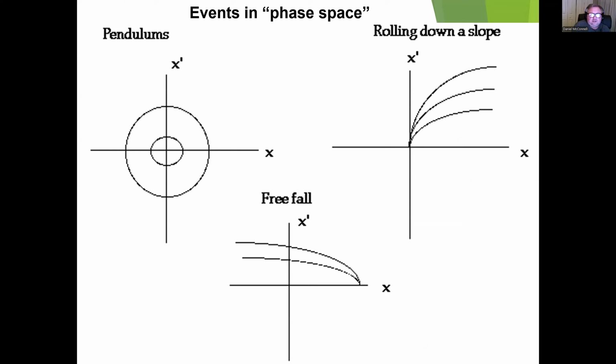X dot, the dot is sometimes used to indicate taking the first derivative, and the first derivative of position is velocity, right? So that's what we have here. X, a change in position, is x, right? The x position, and x dot is going to be the velocity. So we have this graph on the left labeled pendulums, and we have two circles on this graph, right?